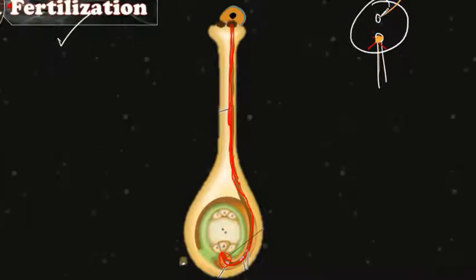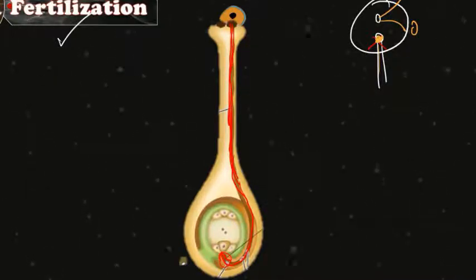It will divide. Now it will divide to have 2 nuclei. This one nucleus will divide again by mitosis to give us 2 nuclei. Why? Because here we will have double fertilization. In this case, we have double fertilization.